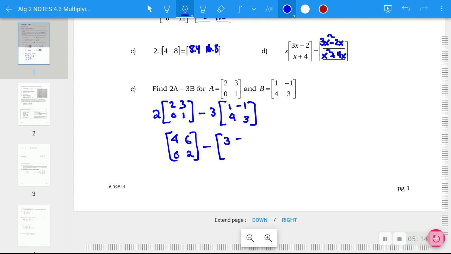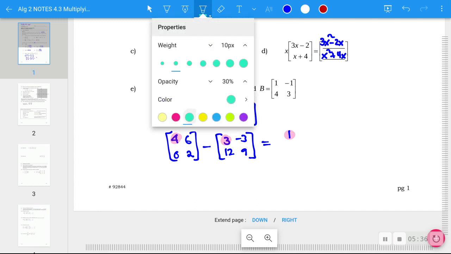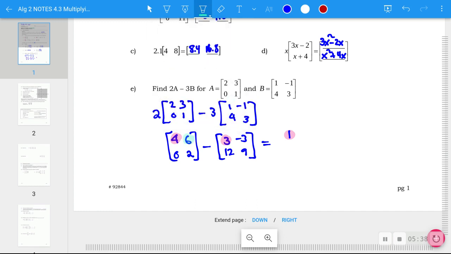3 times negative 1 is negative 3. Then you get 12 and 9. And now you're going to take this minus and apply it. The top left corner, this is how you do the subtraction. We learned that last lesson, is going to give a 1 there. And let me change colors here so you can get some color coding going on here. 6 minus negative 3 would give 9. And the reason it gives 9 is you've got a double negative going on there. It's more like 6 plus 3.